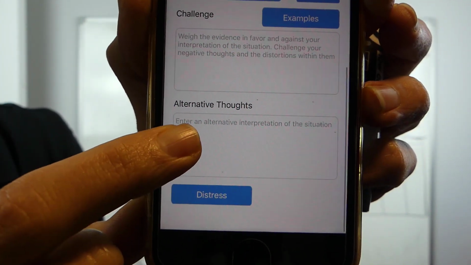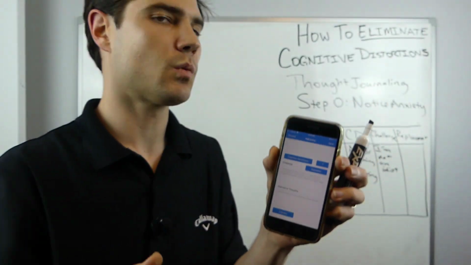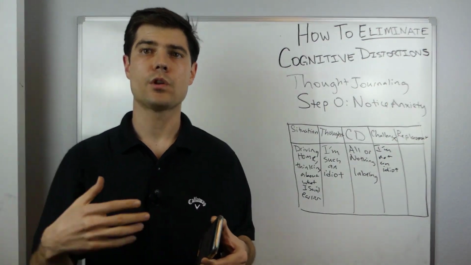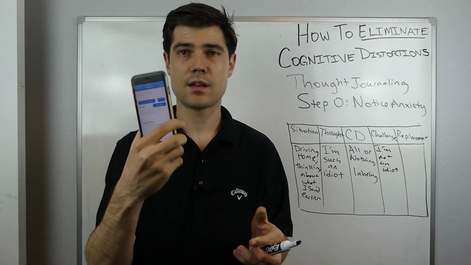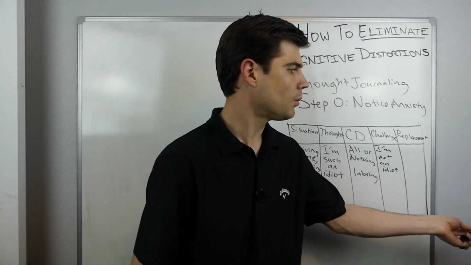And then it's got this section, alternative thoughts. That's where you're going to be able to write your replacement thought, where you get to talk to yourself as if you're talking to a beloved friend. So that's the app. I'll put a link to it down below in case it helps.